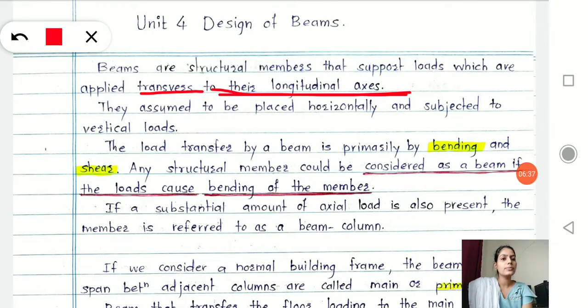Now they said we assume that beam members are placed horizontally and subjected to vertical loads. We have seen in our houses, where we live in our residence, that there are columns and there are beams. Columns are the vertical members.